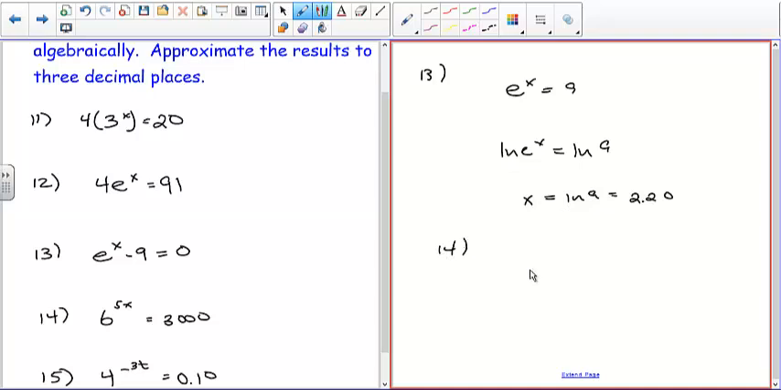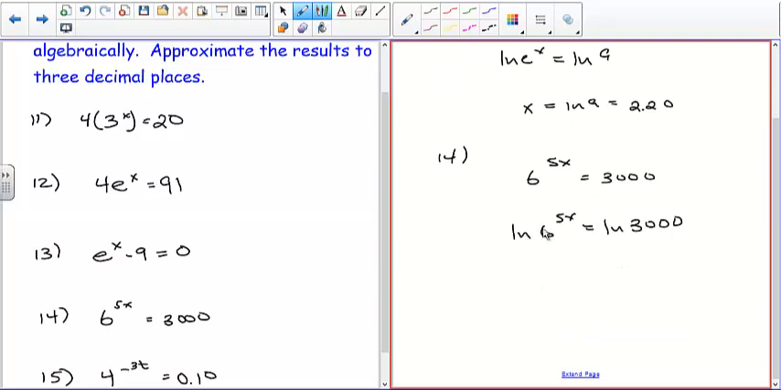Okay, 14, we've got 6 raised to the 5x power is equal to 3,000. So we don't divide by 6. If it was 4 times 6, then we divide by 4, but in this case we're not multiplying by anything. We just have this base to a power. Now, again, you might think I have to use log base 6, but I don't. I can use any base of log, and the easiest one to use is the natural log.